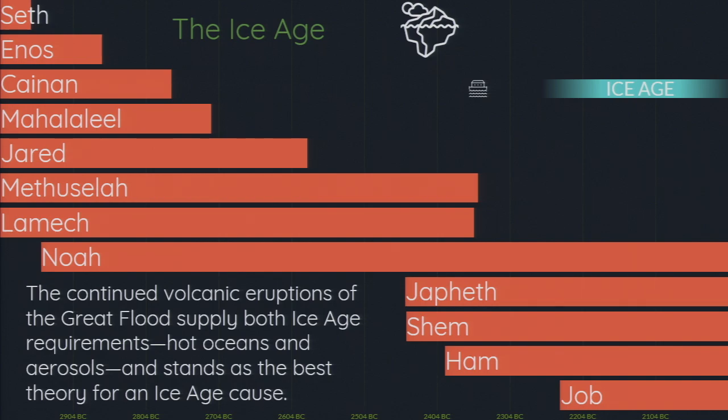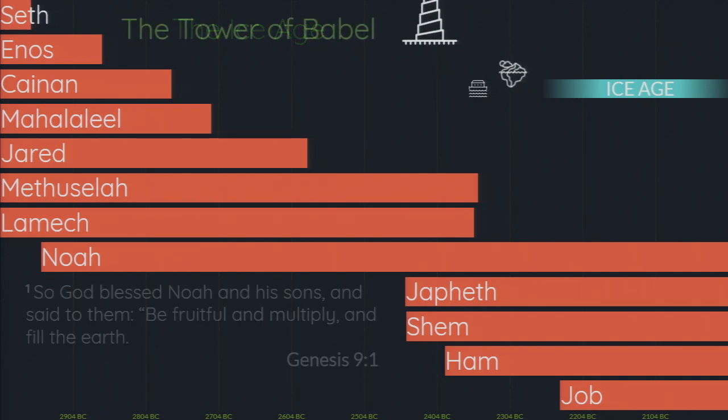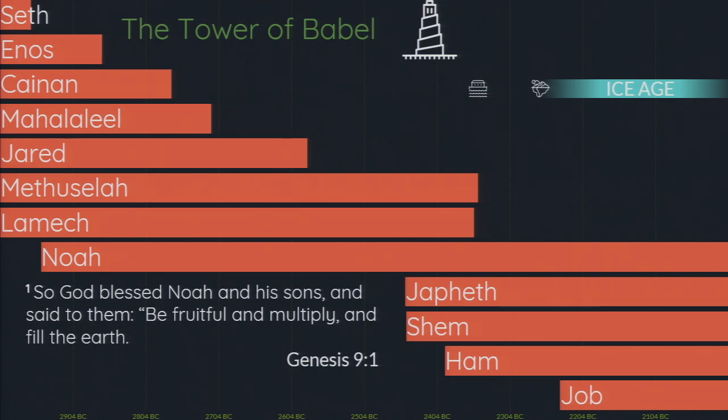And so that's what we would expect to see, and it also makes sense of the next part of the story. So we jump back in. After the flood, God gives Noah and his sons this command. This is critical to the next few chapters. So Genesis chapter 9, verse 1. So God blessed Noah and his sons, and he said to them, be fruitful and multiply and fill the earth.